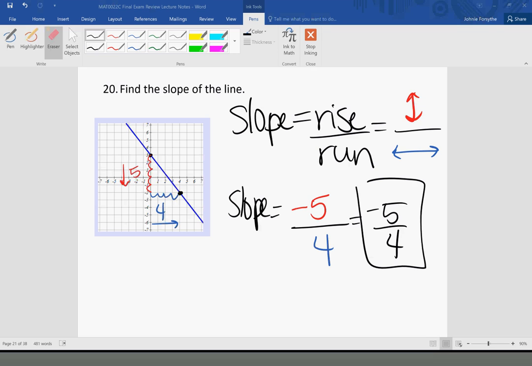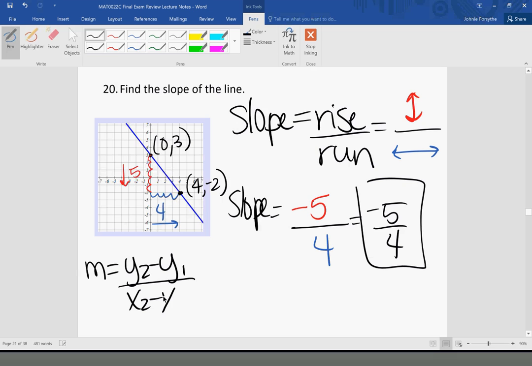So to answer these, you just find 2 points. You just need to count. If you're given the graph, you just really need to count your rise over your run. You could also find the points and then use the algebra. So this point here would be (0, 3). And this point would be (4, -2). If we use the slope formula, y2 minus y1 over x2 minus x1, you could say negative 2 minus 3 over 4 minus 0, which gives you negative 5 over 4.